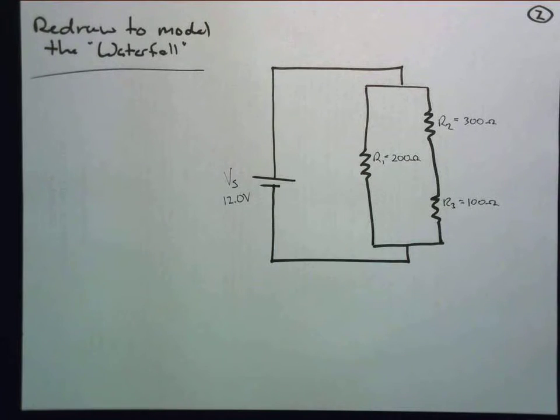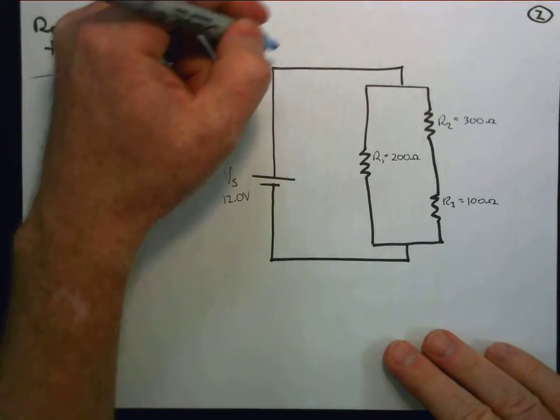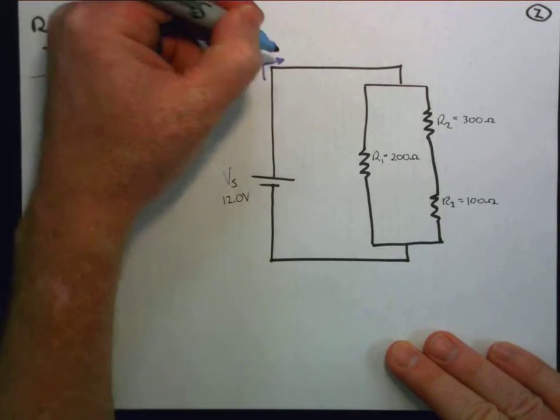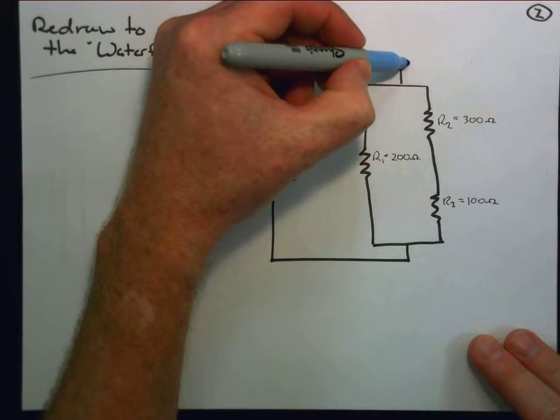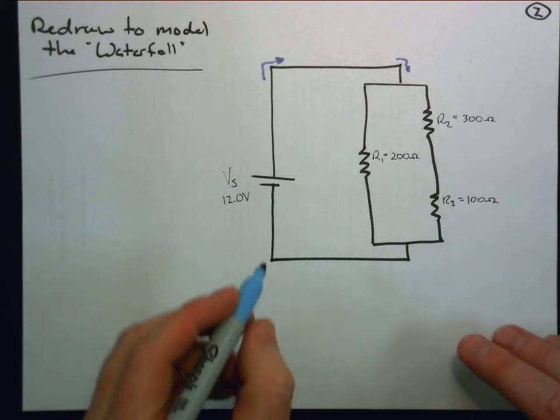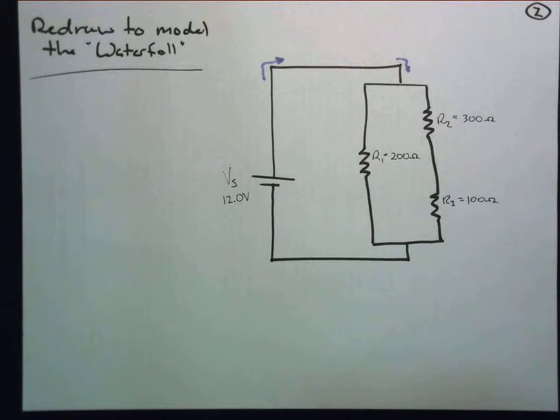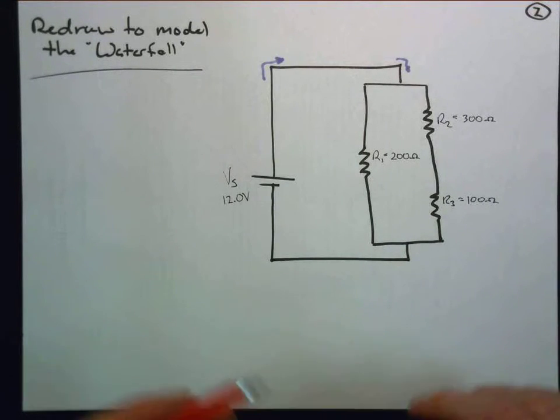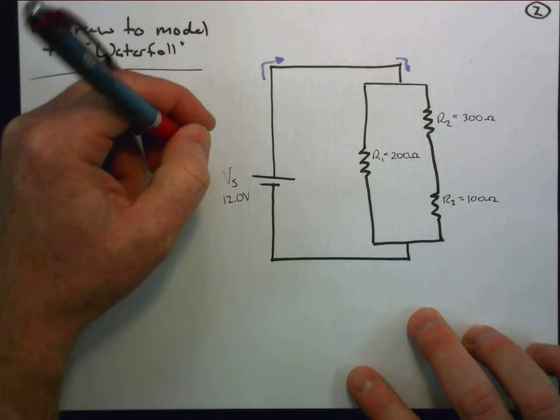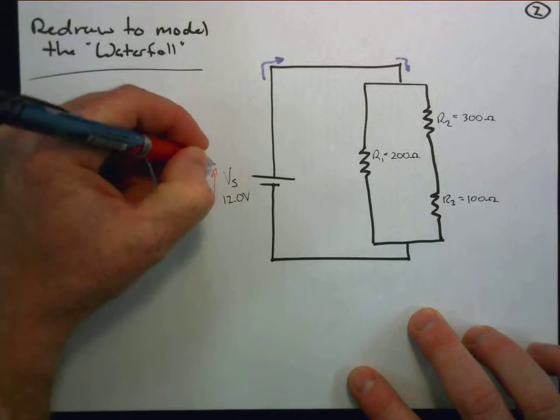Oh, and the current, remember the current is going to flow this way and then down here, and it's going to keep going. It'll split and go through individual pathways. Now, one of the neat things about doing it this way, as I mentioned, you can look at a voltage gain here.